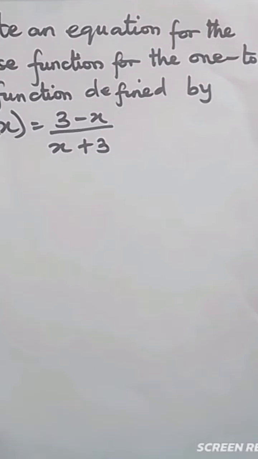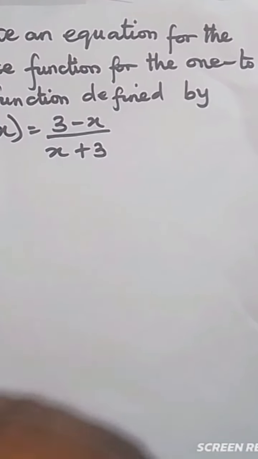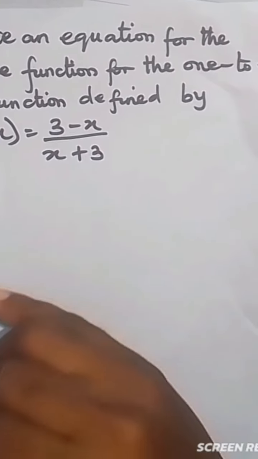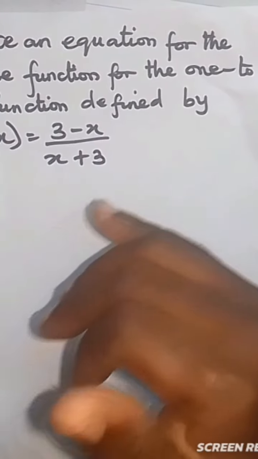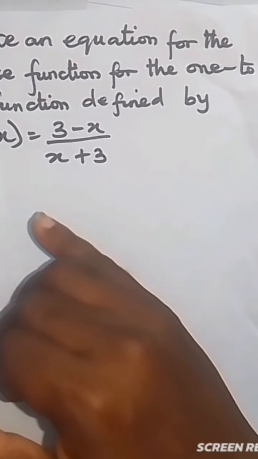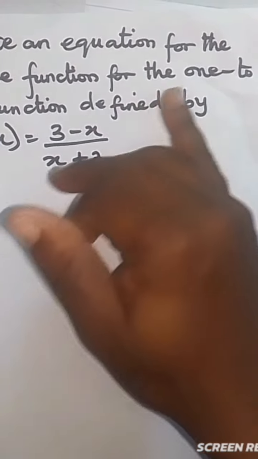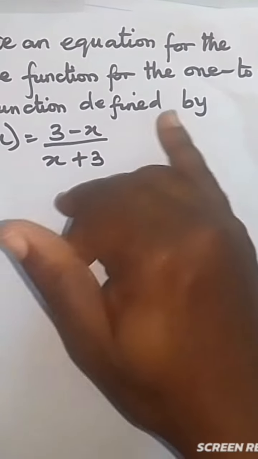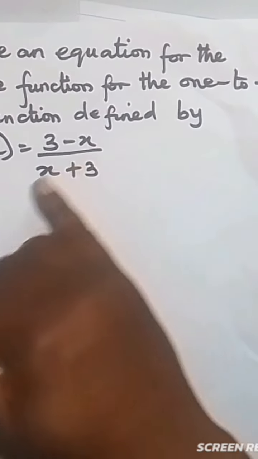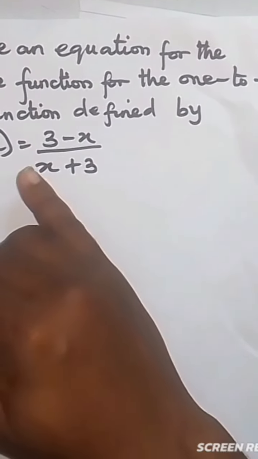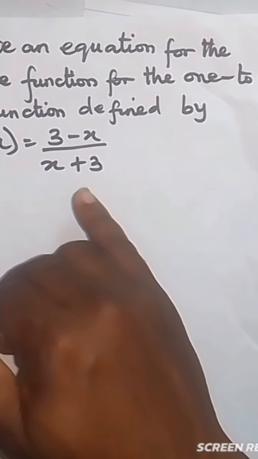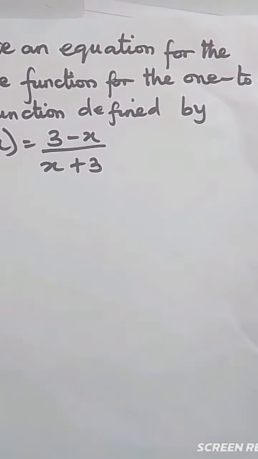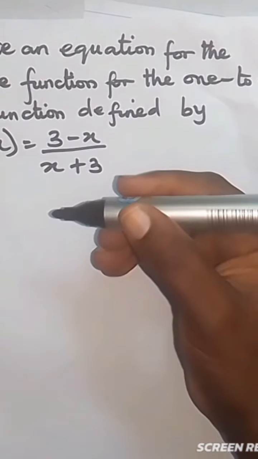Now, from the previous knowledge, we learned about inverse functions and the steps we need to follow to solve equations for inverse functions. So we're going to continue with that. This question says: write an equation for the inverse function for the one-to-one function defined by f(x) = (3 - x)/(x + 1). I told you we have to follow some steps to get it.